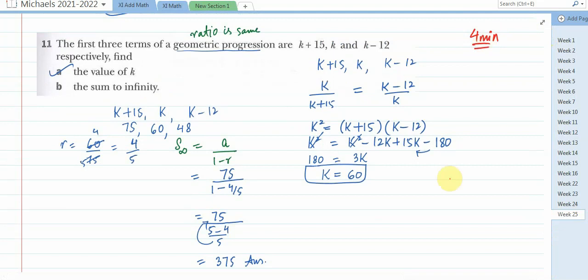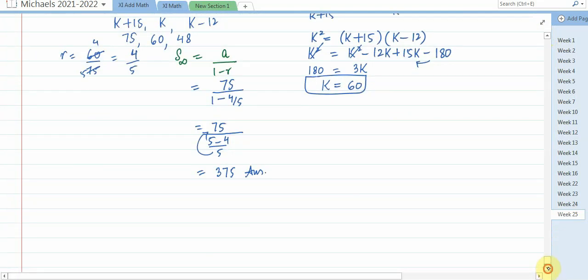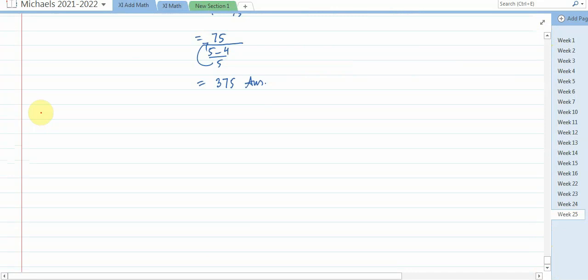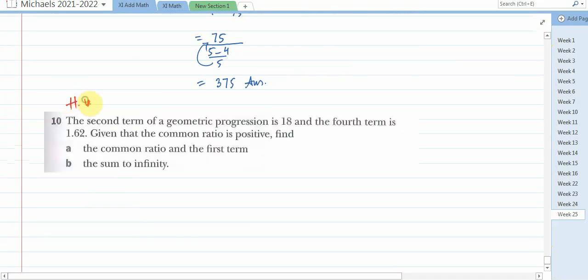Alright class, I hope that you have done it, and for the homework part you need to attempt question number 10 here. That is your homework. It says the second term of a GP is 18 and the fourth term is 1.62. So the second term is 18, which means ar is 18, that is your first equation. And the fourth term is 1.62. The fourth term ar cubed equals 1.62, that is your second equation.